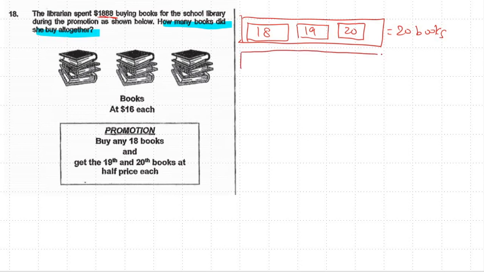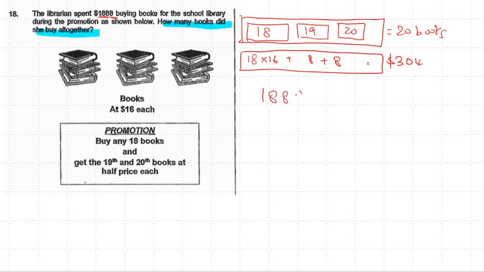For this, 18 books, each book costs $16, so 18 times 16. The 19th and the 20th books are half price each, so $16 divided by 2 is $8. In total that gives me $304. I know that in total I spent $1,888. So if I want to purchase one set like that, it costs me $304.